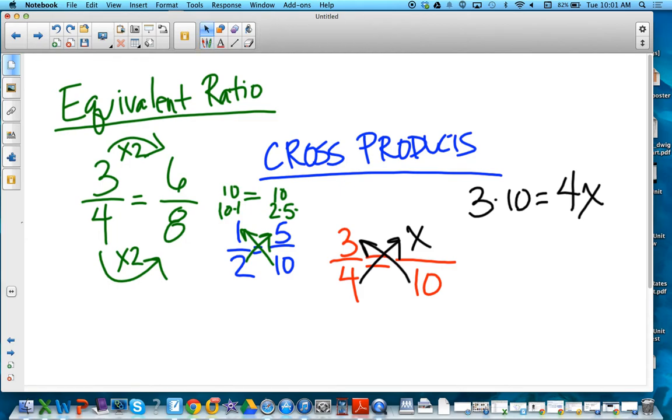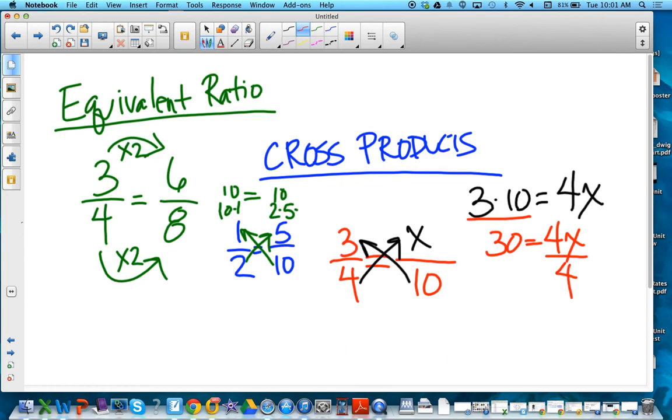So with cross products, we're always going to solve these the same way. I'm always going to have on one side a number and a letter, and on the other side 2 numbers. I'm always going to go through these same steps. On the side with 2 numbers, the first thing I'm going to do is multiply them. 3 times 10 is 30, and that is equal to, I'm going to just drop down what I didn't change, 4x. Then my second step, always in solving a cross product problem, is to divide both sides by whatever is attached to the letter. So 4 divided by 4 is 1. 1 times x leaves me with x. 30 divided by 4 is going to be 7.5.